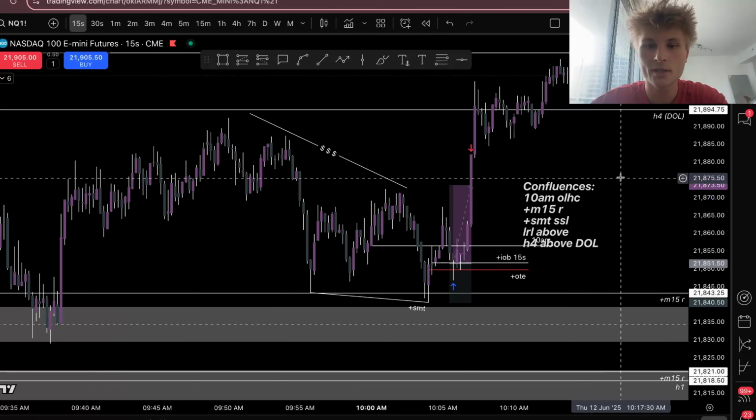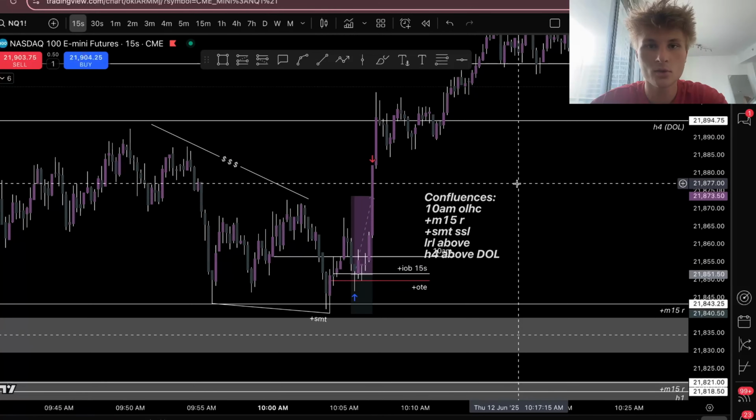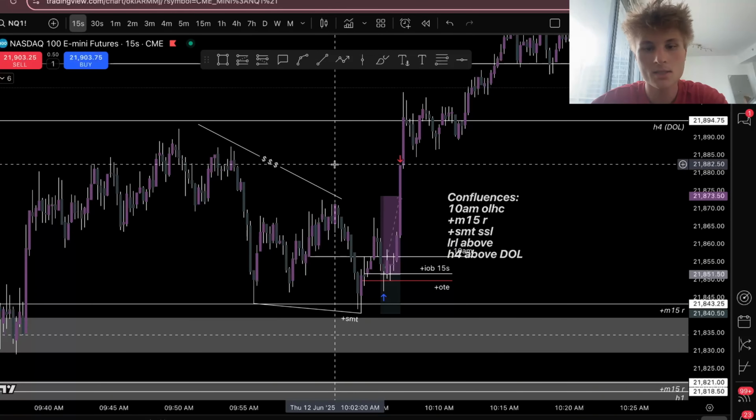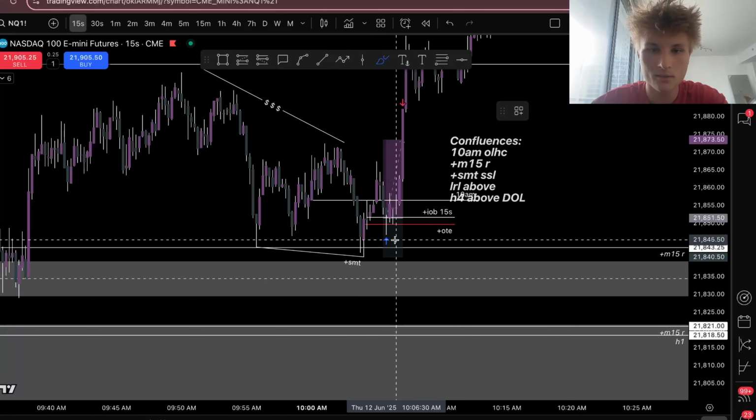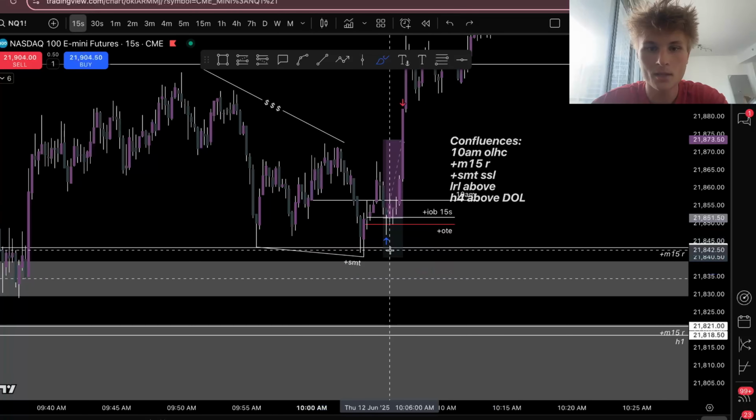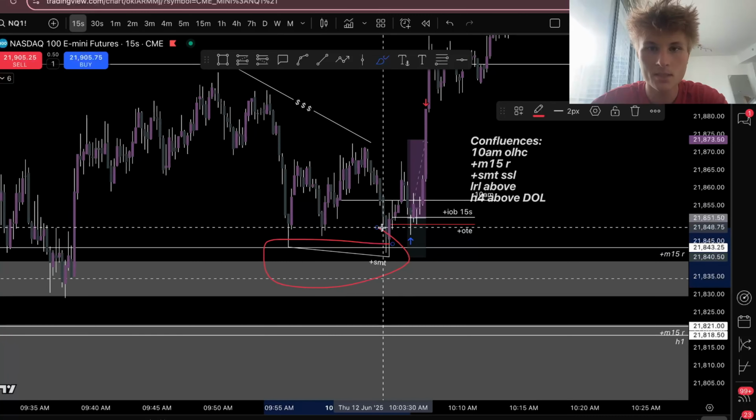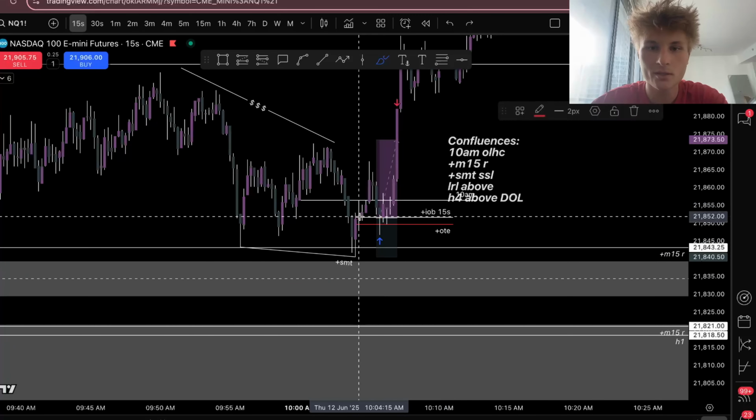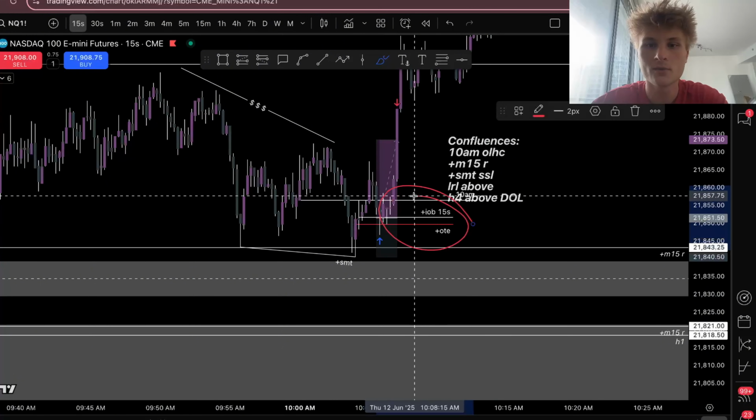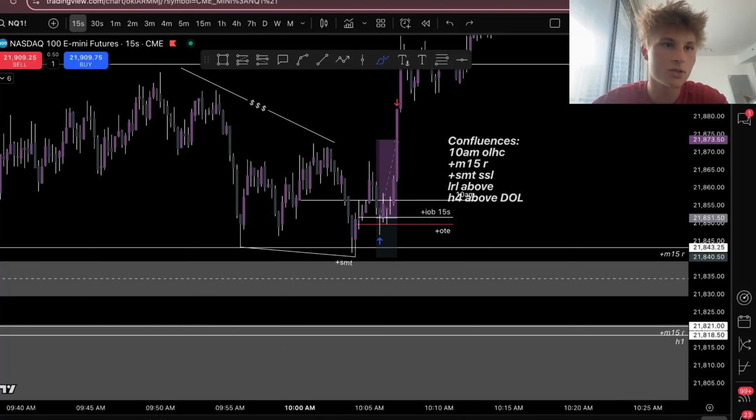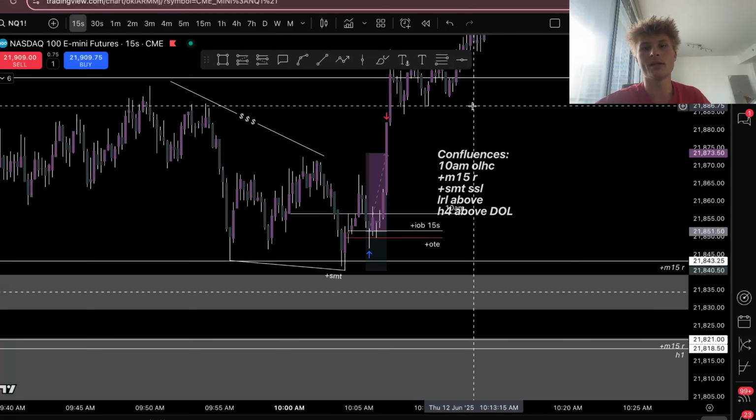Pretty simple trade. The main things that I looked for here was, first, 10 a.m. manipulated lower. Second thing was the imbalance on the 15-minute, the unfilled gap getting rebalanced, as well as the SMT. And then for my entry, using that shift in structure on the 15-second, which was that inverse order block right there for entry. So yeah, that's a quick little trade breakdown.